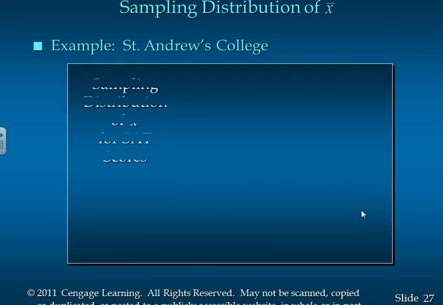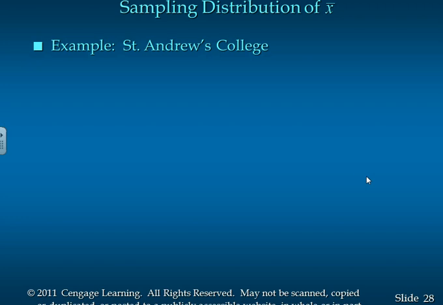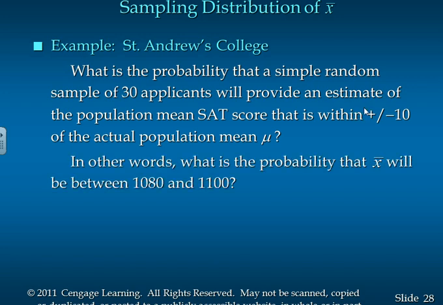So I come back to St. Andrews College and I look at the SAT data, and I see that my expected value of 1090 was the mean, so that's good. What's the probability that the sampled random score will be within 10 of the mean? Oh, okay.